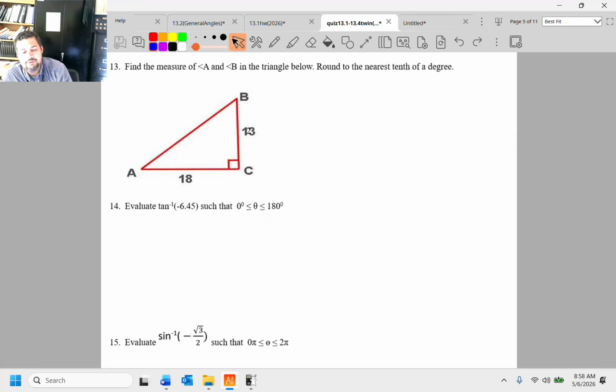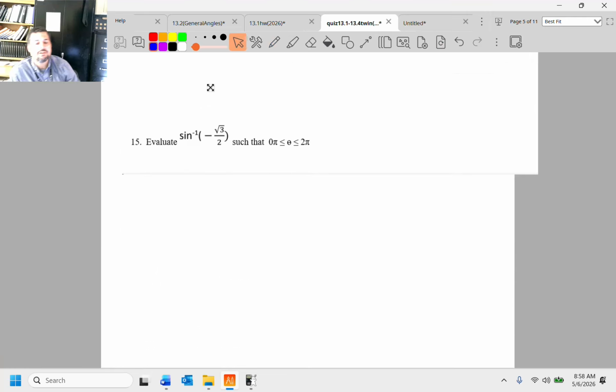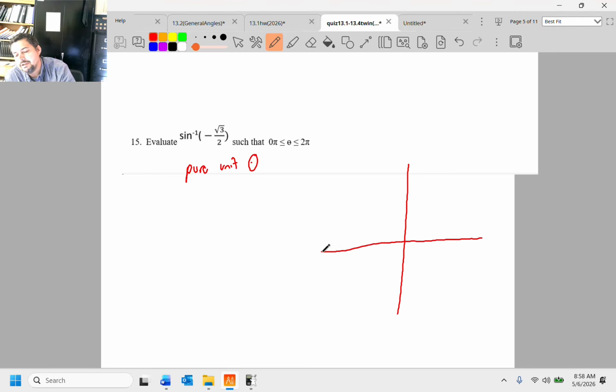All right, moving forward, evaluate the arc sine of negative root 3 over 2 such that the angle lies between 0 and 2 pi. A question like this is literally pure unit circle. I'll show it both ways, but it can be done with a unit circle. A lot of it depends on, have I taken the time to memorize the unit circle?